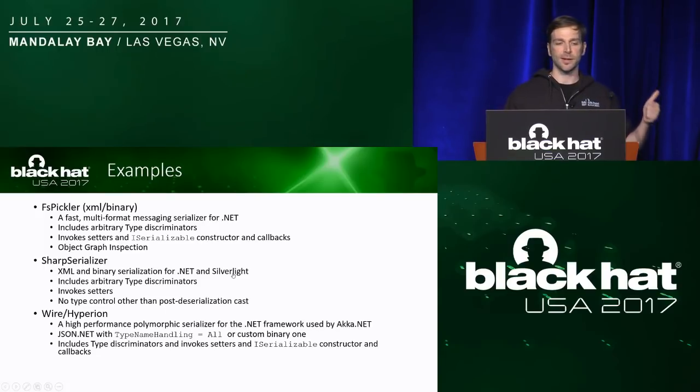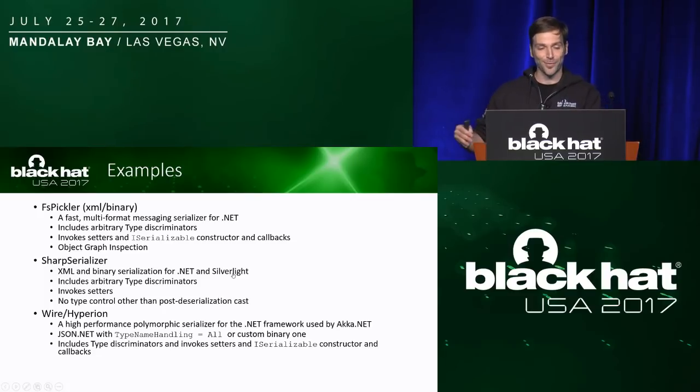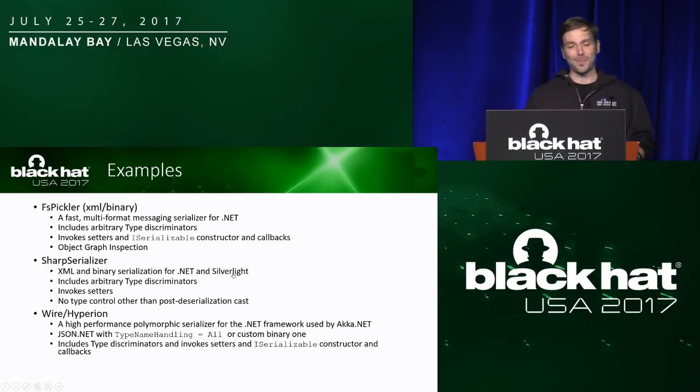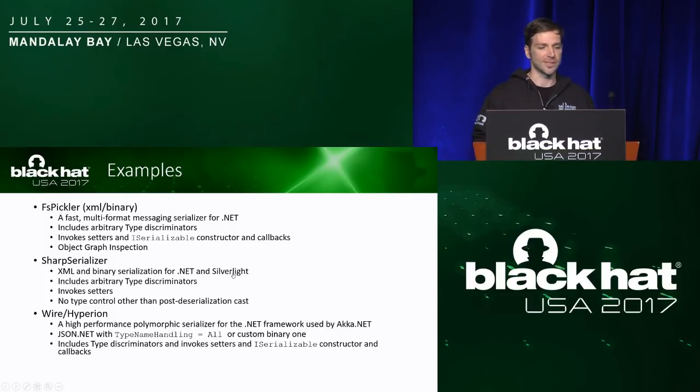For example, FSPickler and JSON serializers are .NET serializers that work not just with the .NET Framework, but also with .NET Core, Silverlight, Windows Mobile Phone. So developers may choose these serializers over the native ones when working, for example, in Silverlight. Both of them include type information by default. Both of them invoke setters. FSPickler performs an inspection of the object graph and of the expected type, so you will need to find these entry points. But JSON serializer performs no type control at all, which means that it cannot be used with untrusted data at all.